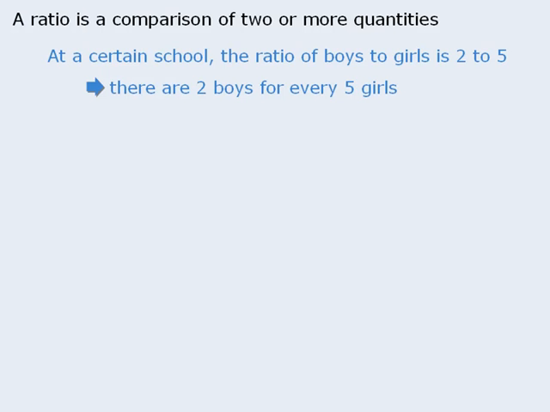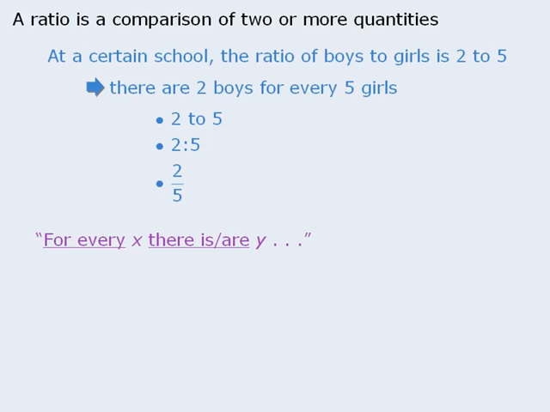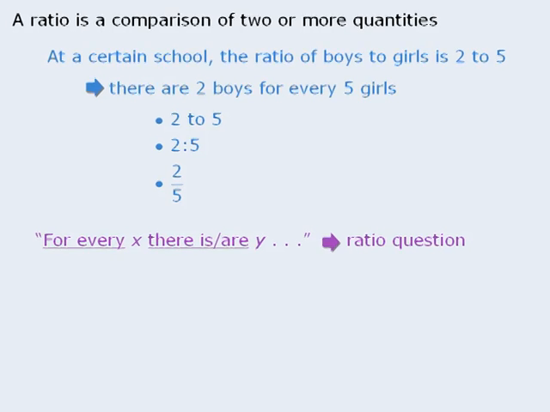Now, there are 3 different types of notation we can use to express ratios. We can express the ratio as 2 to 5, or we can express it using a colon to separate the terms, or we can express the ratio as a fraction. Now, in general, if we are given information that can be reworded in the form, for every something there is something else, we are typically dealing with a ratio question, so be sure to keep this in mind.